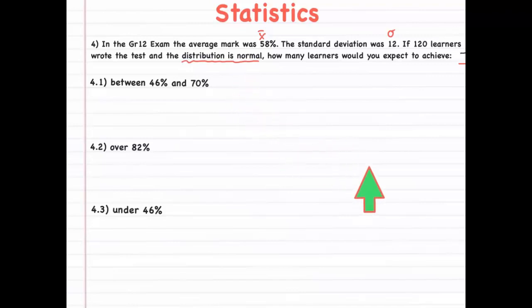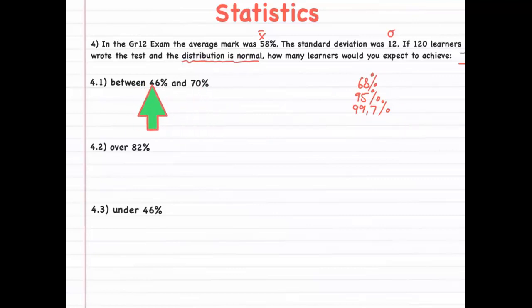Therefore, we have this important information that we learned earlier on in the video. That 68% of the learners, because we're busy with learners, right? So 68% of them fall within 1 standard deviation. We know that 95% of the learners fall within 2 standard deviations, and then we also know the last one where we can say 99.7% of the learners fall within 3 standard deviations. Now, what we want to know is how many learners would you expect to achieve between 46% and 70%.